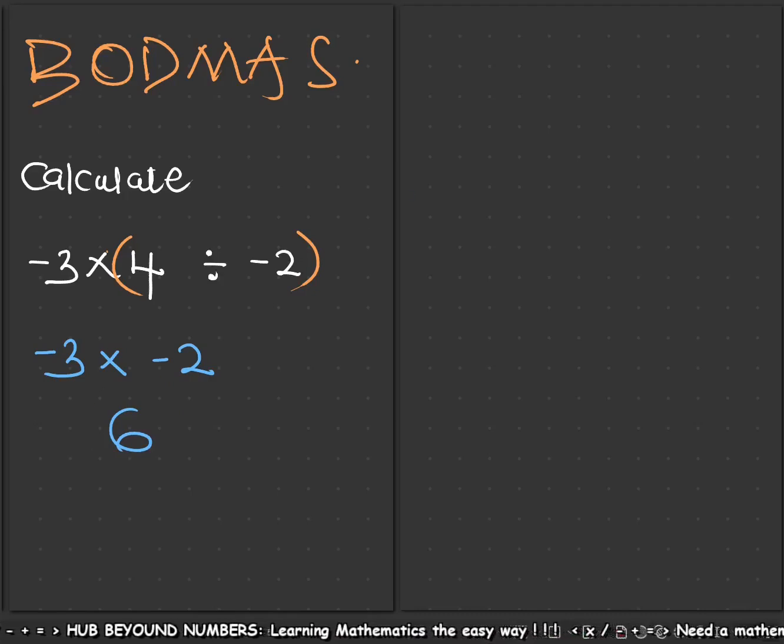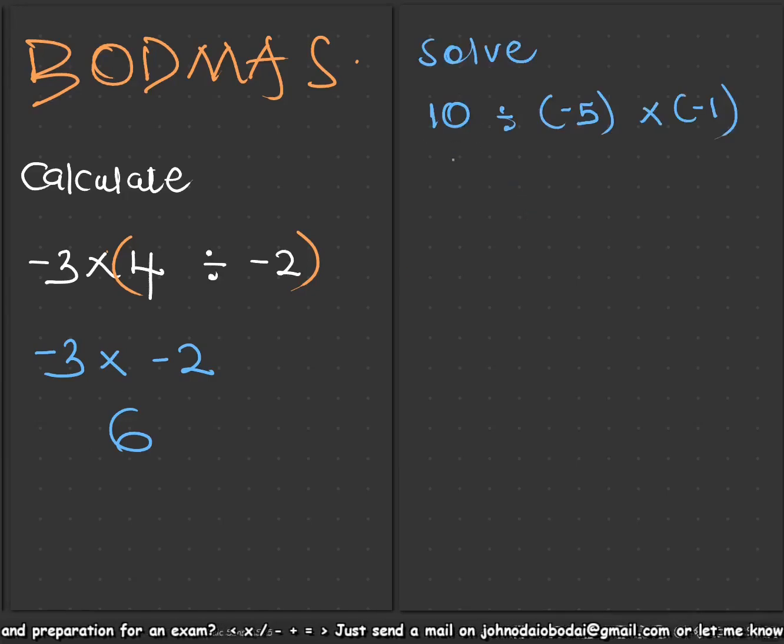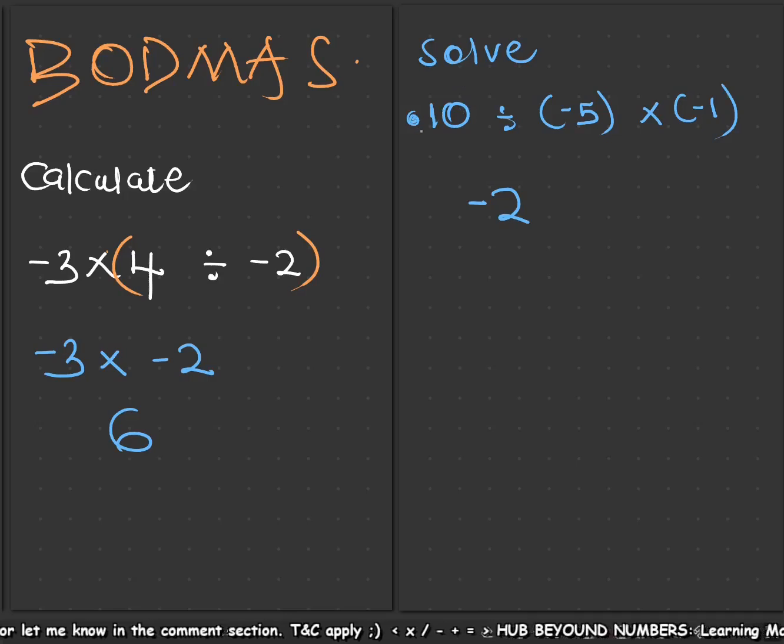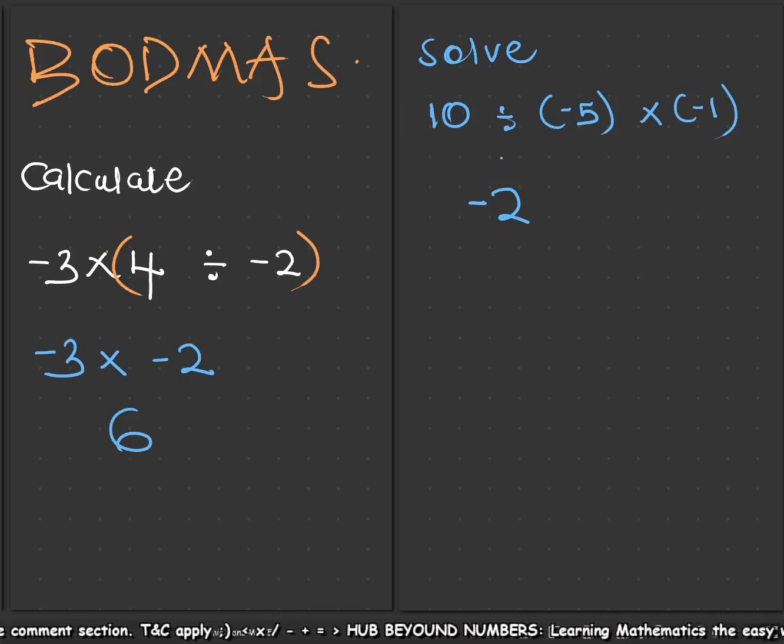Let's look at some few more examples. So we have 10 divided by -5 times -1. 10 divided by -5 times -1. So 10 divided by -5, we know gives us what? A -2. Why is it -2? Because we have a positive divided by negative. And we said when the signs are different, we get a negative answer.